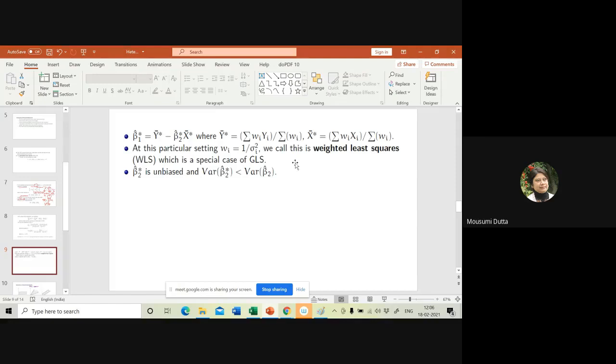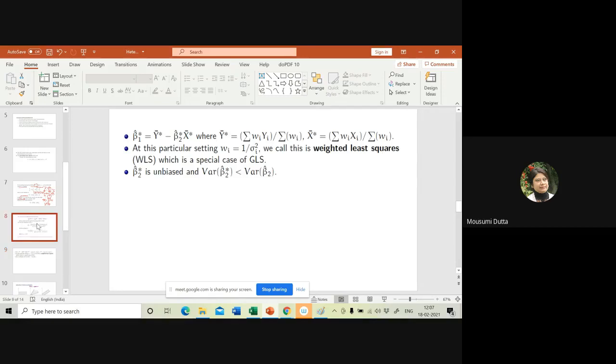And it can be shown that beta 2 hat star is unbiased and the variance of beta 2 hat star is less than variance of beta 2 hat. So your third homework will be to show beta 2 hat star is unbiased and variance of beta 2 hat star is less than variance of beta 2 hat. This is the third homework.